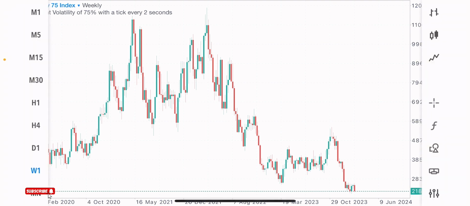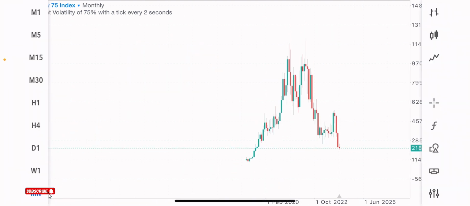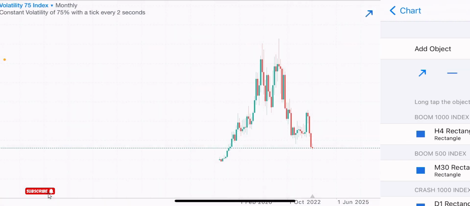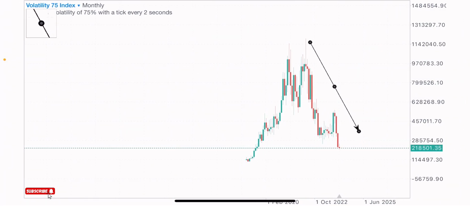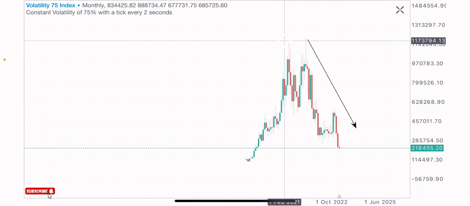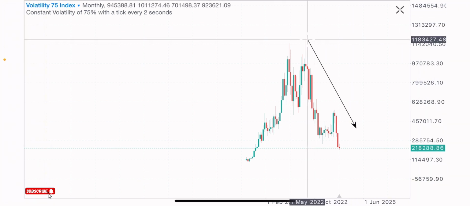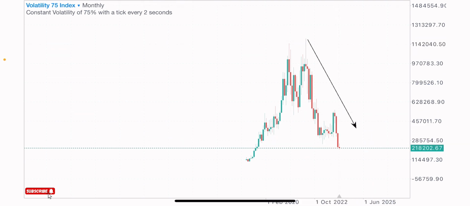On the weekly time frame, it's clearly seen that this index is on a downtrend, or rather, let's start from the monthly time frame, so you can see the overall market direction. This index has been bearish for a very long time. We'd say since its existence it has declined in value from about 1,186,187,708 value, from the 1 million price value to about 218,000 value. This index has lost about 80% of its value.